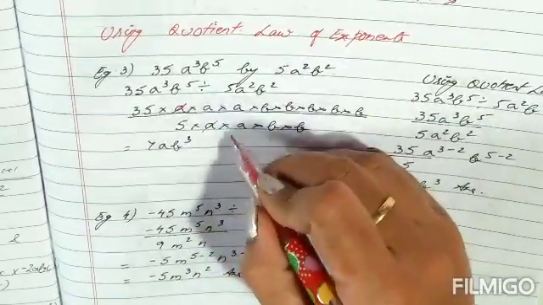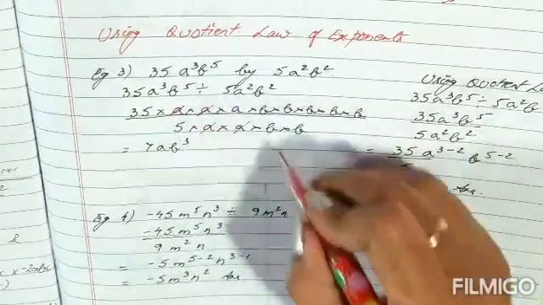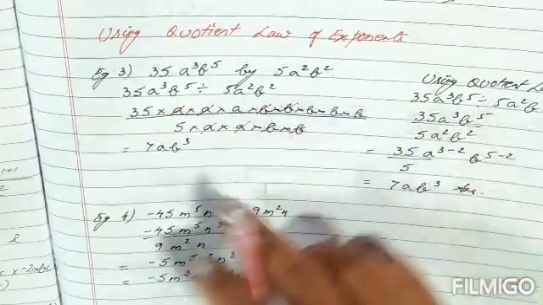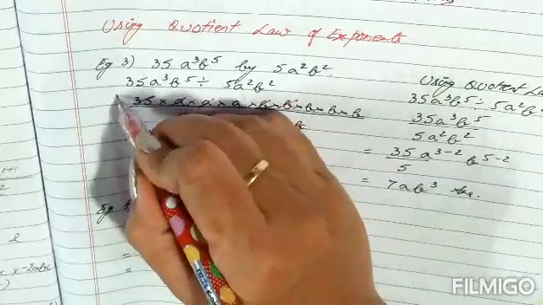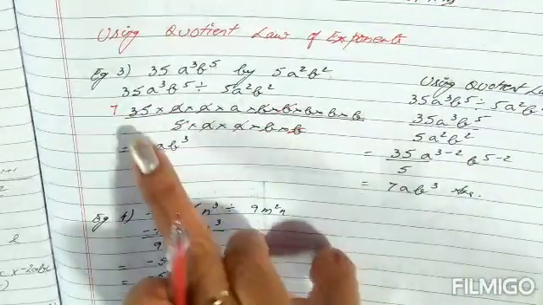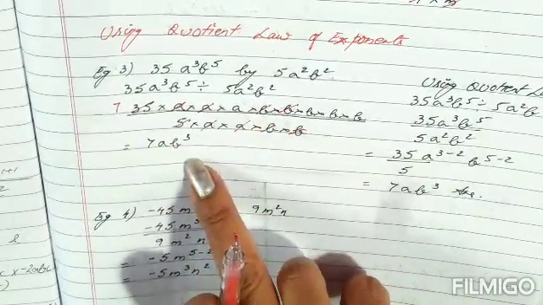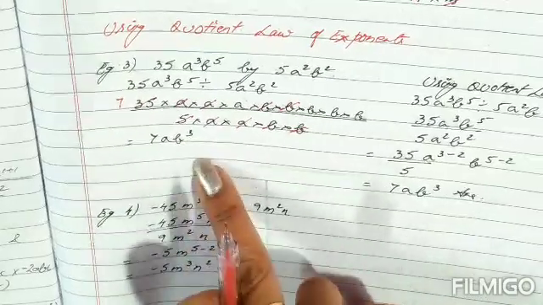One time a can be cancelled from the numerator and the denominator. Again, a can be reduced. Come to b, it can be reduced. Again, another b can be reduced. Now 5 and 35 can also be reduced, so reduce that also. It gets reduced 7 times. What are we left with? 7 is the number. How many a are there? Only 1. And how many b are there? 1 2 3, so b cube. So this is our answer.